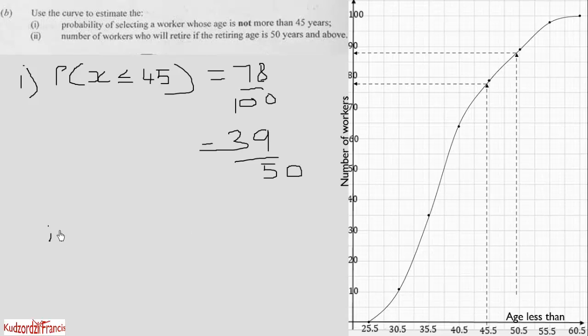So the second part: the number of workers who retire if the retiring age is 50 years will be 100 minus 88. So 12 people will retire if the retiring age is 50 years or more. Now let's move on to the next question.